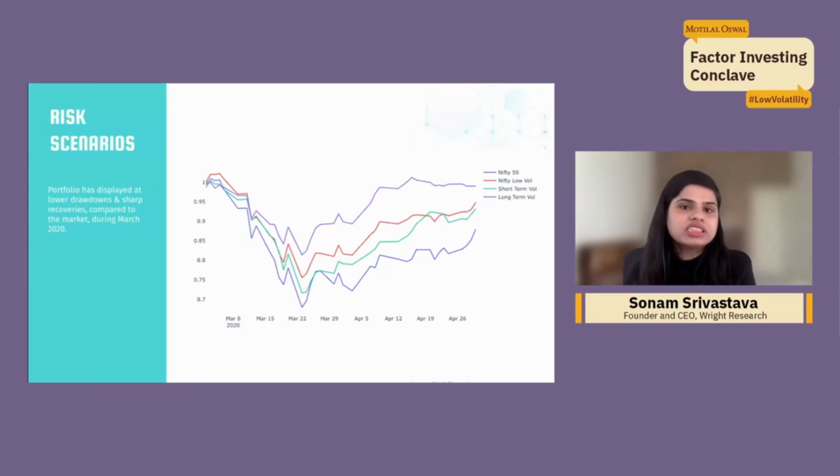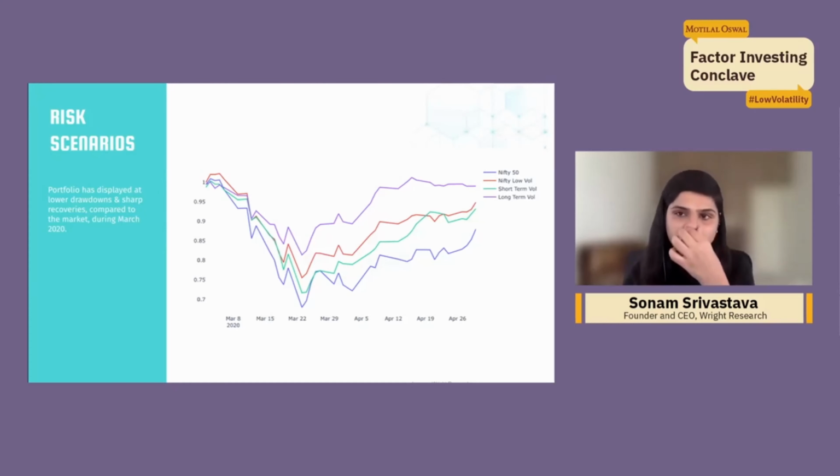Now looking at a couple of risk scenarios to understand how this particular strategy behaves when there's risk in the market. So I picked up the 2020 crash, right? How does this strategy behave in the 2020 crash? You will see, like I said, when the Nifty crashed around 37%, our long-term volatility strategy only crashed 20%, and then very quickly it recovered, right? Which is very interesting, and this is what adds to the outperformance that this strategy has.